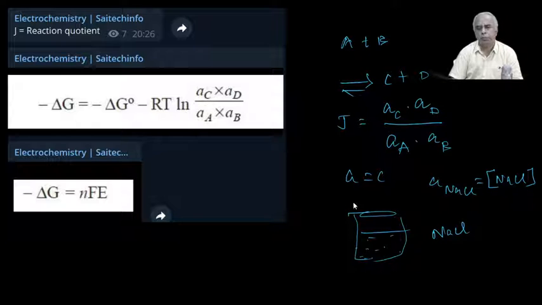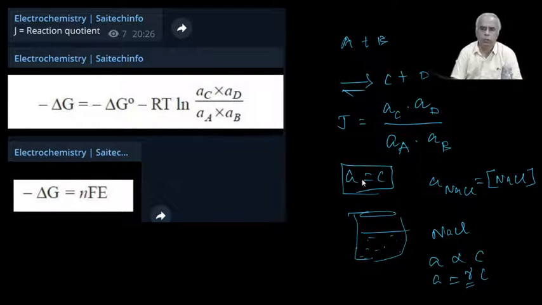But in the case of a weak electrolyte, it need not be equal to the concentration. In that case, the active mass is proportional to the concentration only. So when we remove the proportionality, we introduce a constant, here it is gamma. So you can write A equals gamma into C, where this gamma is called the activity coefficient. Now let us not worry about all these things. Let us consider a strong electrolyte, where the active mass is equal to the concentration.